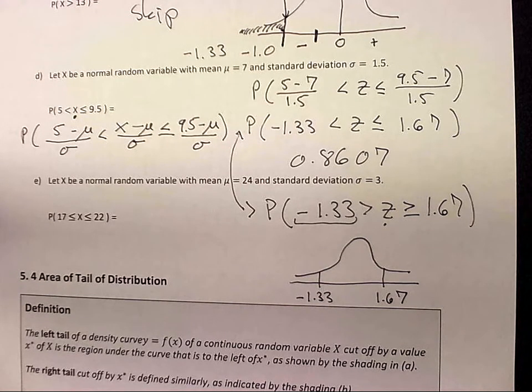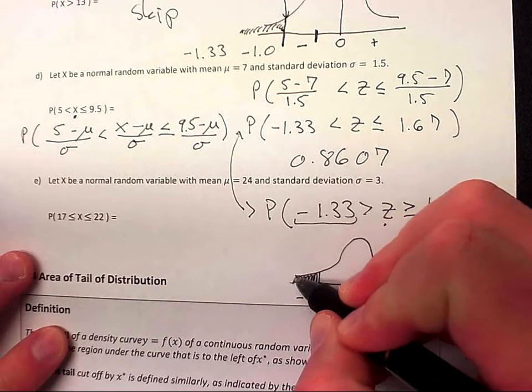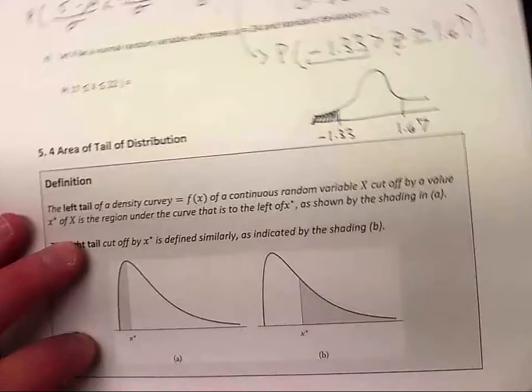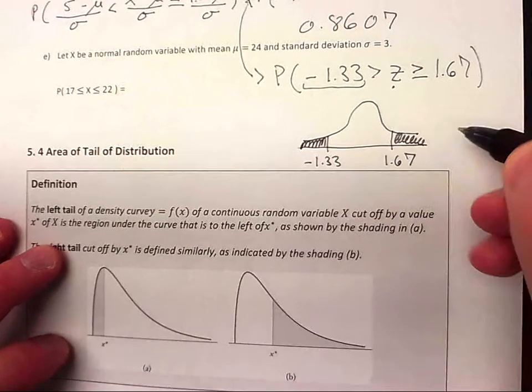But now, if we decide where we're going to shade, if you just read this portion right here, which way are you shading? To the left, right? Because you want your z to be less than negative 1.33. So here we're shading to the left of negative 1.33. And then here, if we just look at this portion, we want it to be greater than 1.67. Is everybody good with this? So therefore here we would say greater than 1.67.